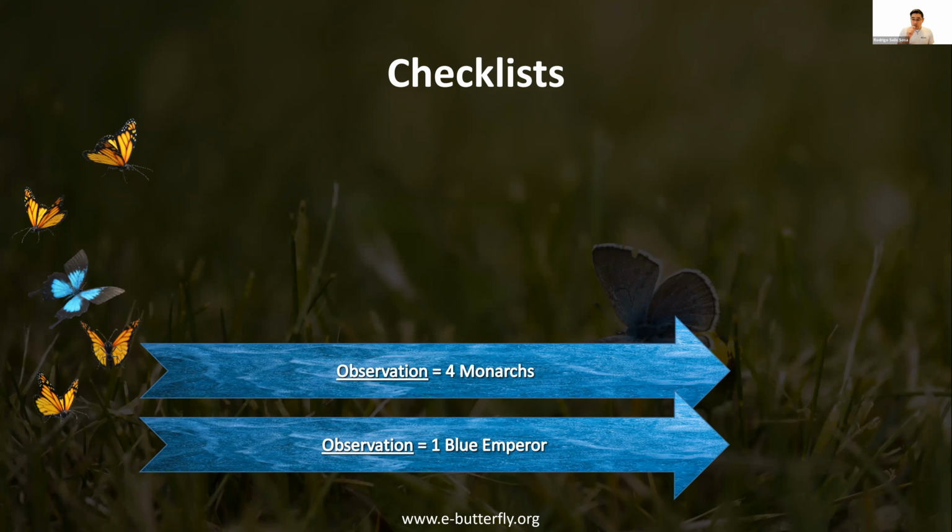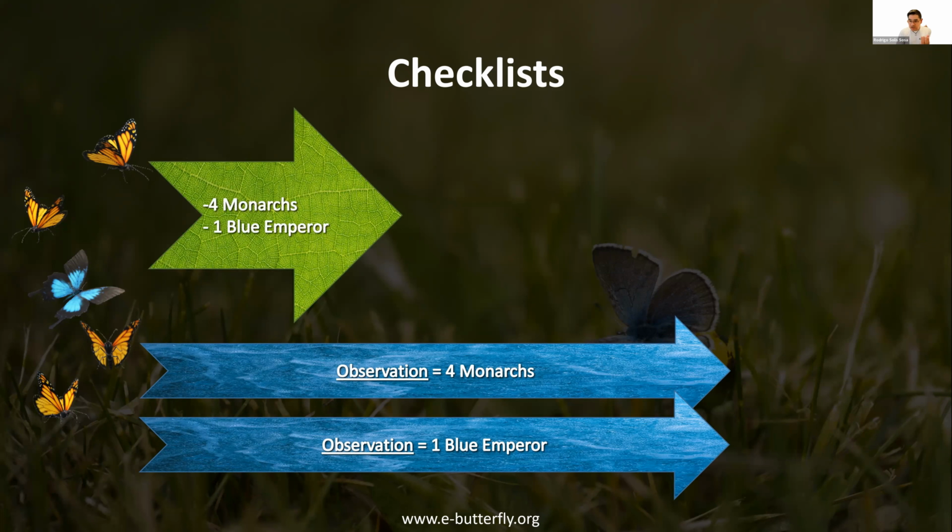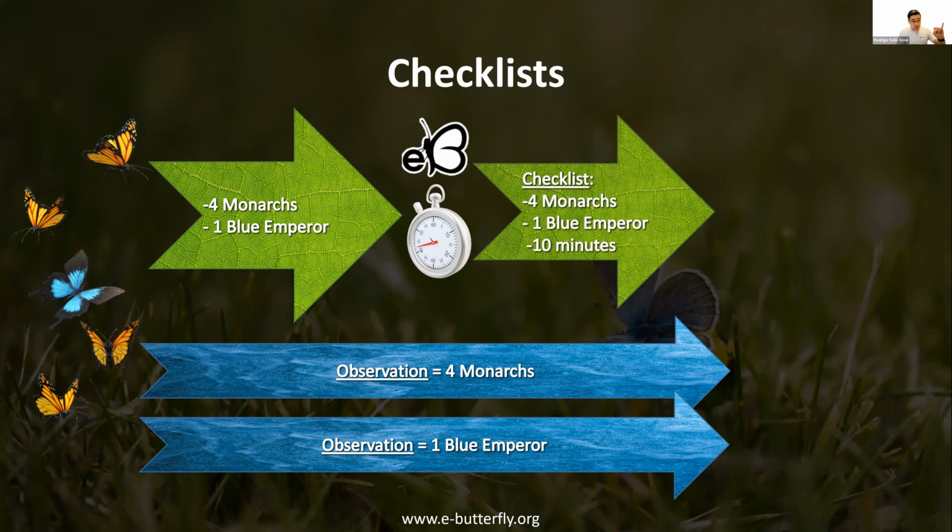Alternatively, you could open eButterfly and submit exactly the same, but as a package that we call a checklist. So why is that so important? Well, a checklist will say, I saw 4 monarchs, 1 blue emperor, and gives you a unit of effort. In this example would be time. So I saw 4 monarchs and 1 blue emperor in 10 minutes.